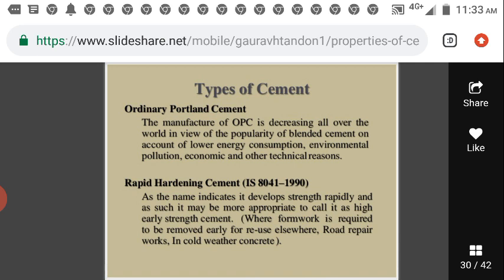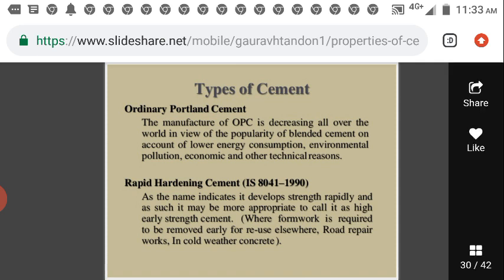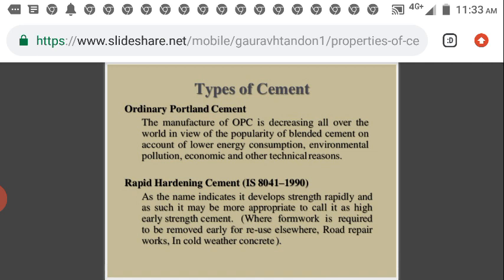The manufacture of ordinary Portland cement is decreasing all over the world in view of the popularity of blended cement on account of lower energy consumption. It has the advantage of lower energy consumption and less environmental pollution, because a high percentage of silica is there in this. Then economic and other technical reasons. Many are there. If you see the properties of ordinary Portland cement compared with the other cements, the cost is very low compared to the other types of cement, and when it comes to the strength of ordinary Portland cement at that cost, it is more feasible.